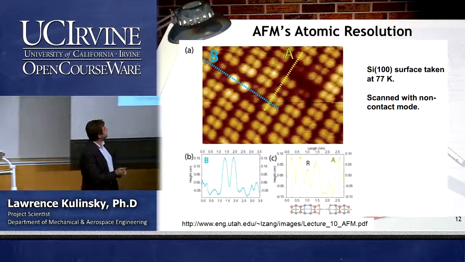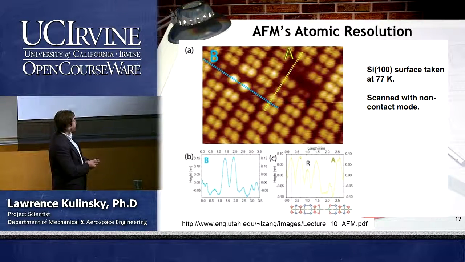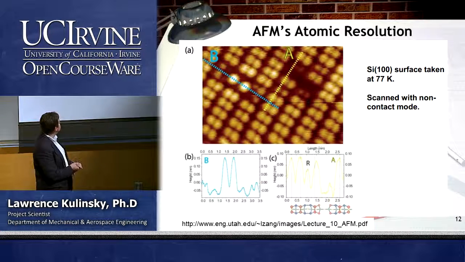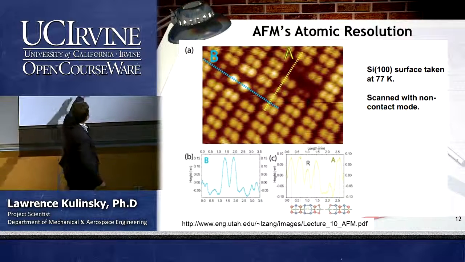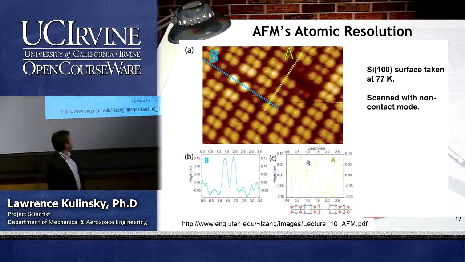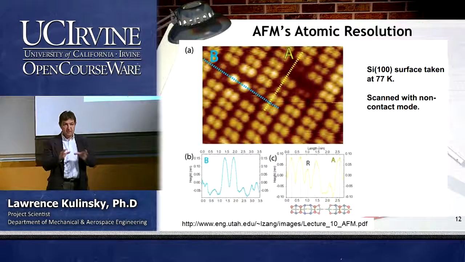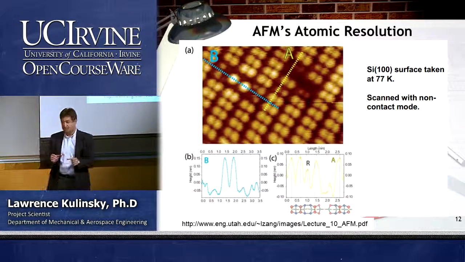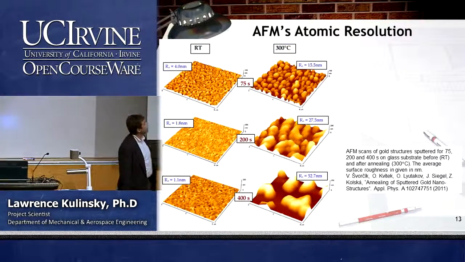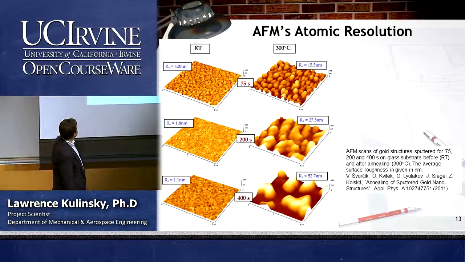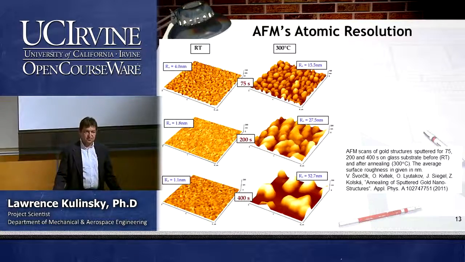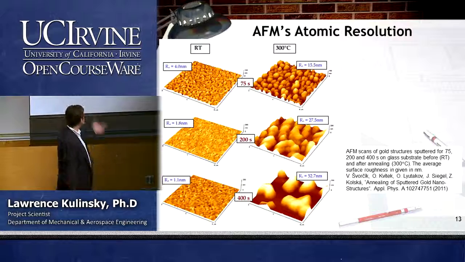So here is the typical picture of AFM. It's 100 silicon surface, and it is scanned in non-contact mode. So you can see here the profiles in 2 different directions. So you really can resolve individual atoms. And here are another examples of AFM. If you have ever seen AFM, it's more typically like that.